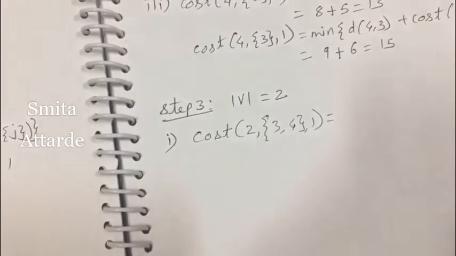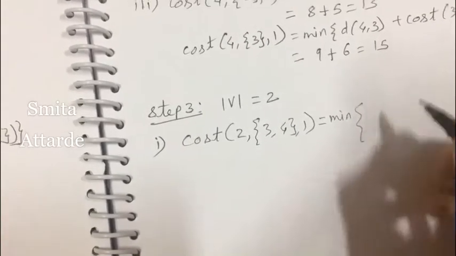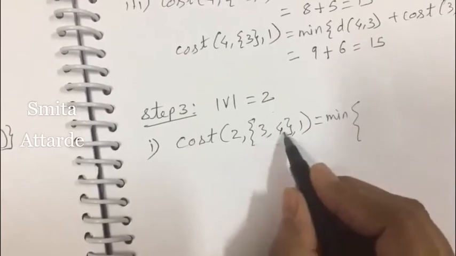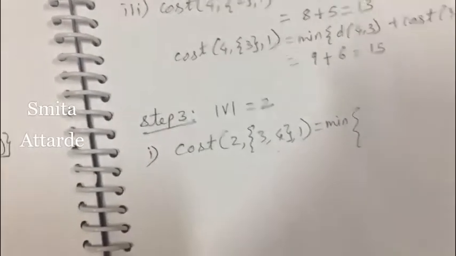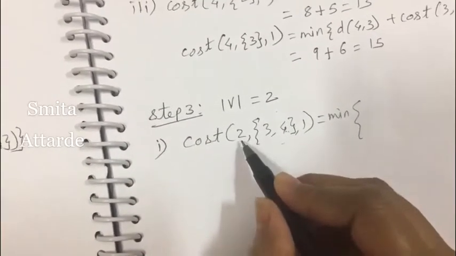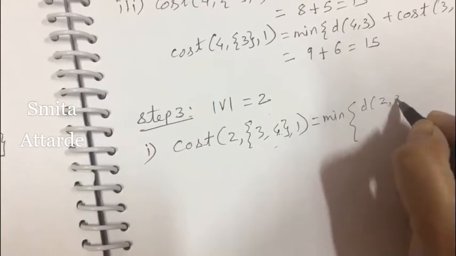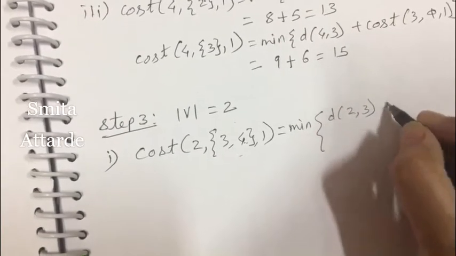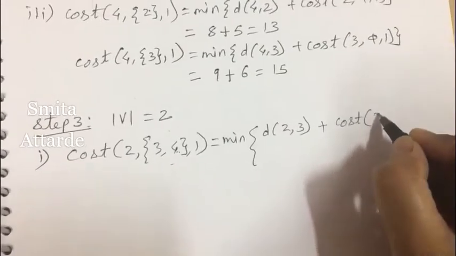Now how to use the formula? Now here we get two cases. Here this is a set of vertices where you have two values of j. So this is one value of j, this is other value of j. So first we'll consider the j value as 3. This is i, this is j. So distance of i to j is 3, so distance of 2 3 plus cost of j. What is j? j is 3, comma.